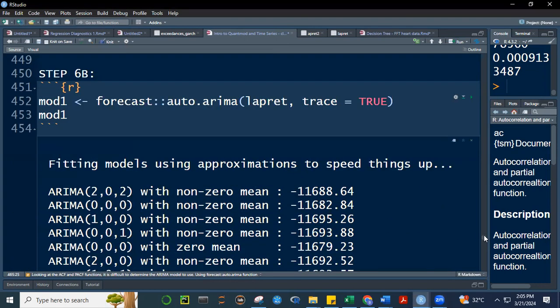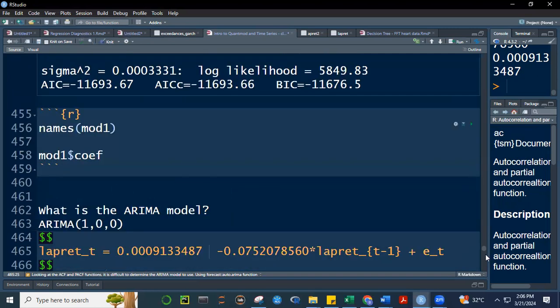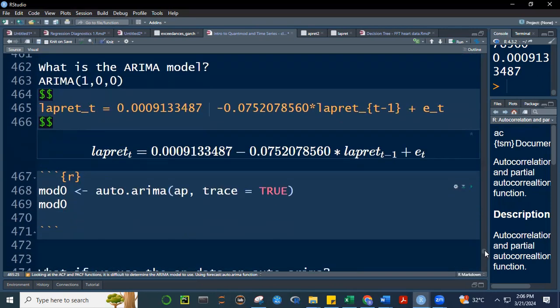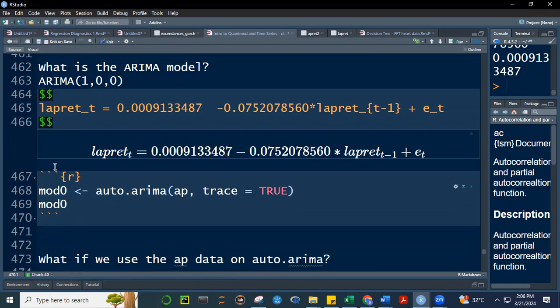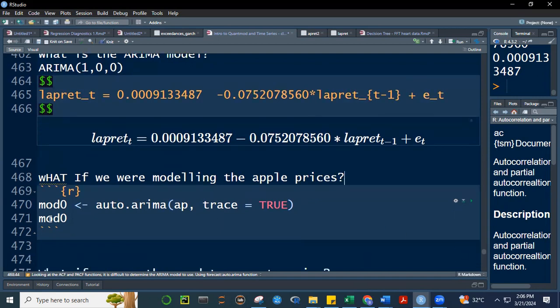So after we have, okay, as a practice class, let's see what the model would be if we were modeling the AP, this one. Let's model the AP class. Practice. Let's practice this. Exercise natin to. What if we were modeling the Apple prices? Okay? So Apple prices ang imomodel natin.